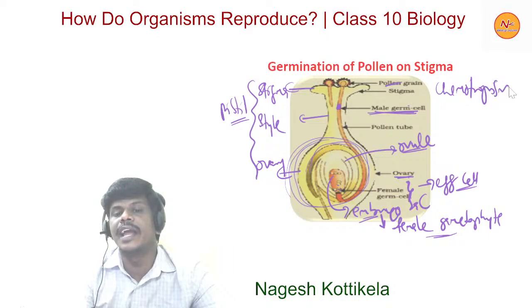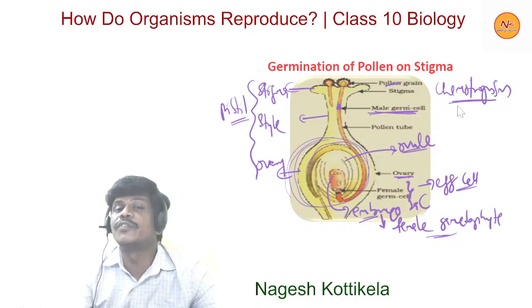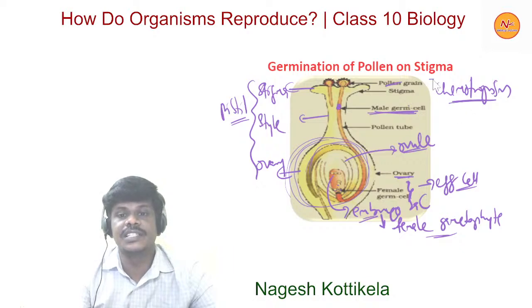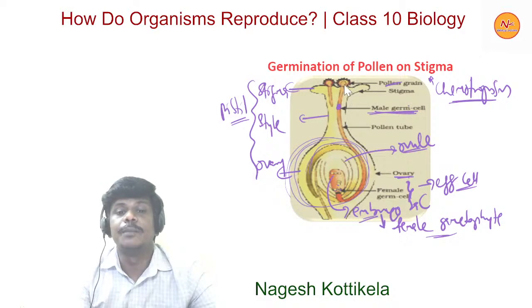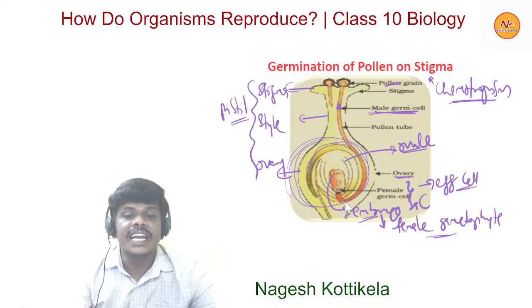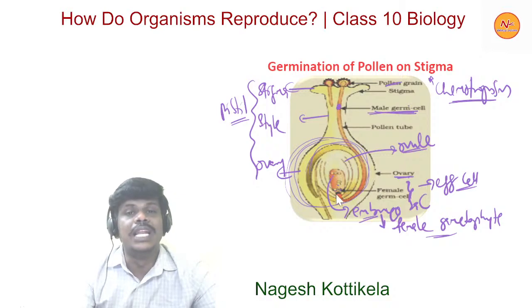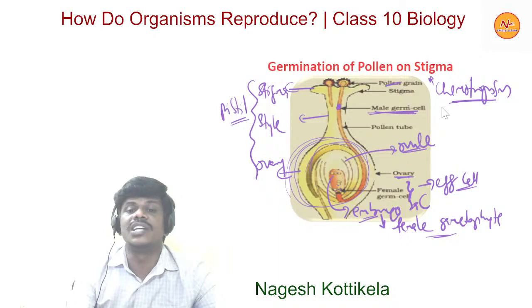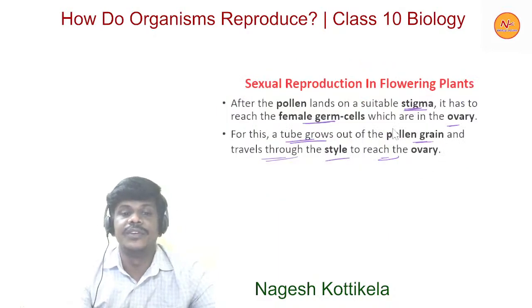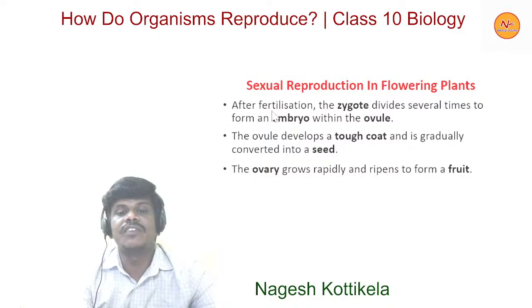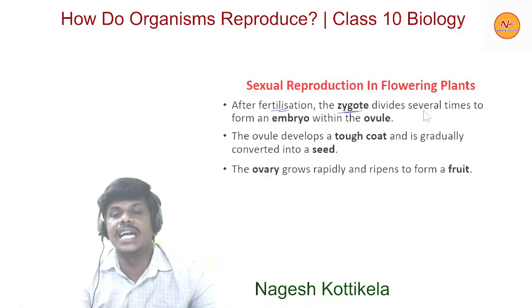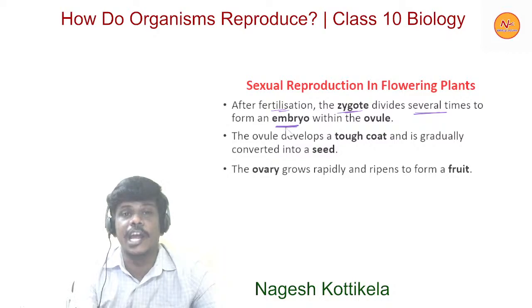chemotropism. This is growth because of chemical stimuli. This is the best example of chemotropism. Because of the chemical stimuli, the pollen tube is growing through the style towards the ovary, into what we call the ovule, inside which we find the embryo sac. So inside that it is reaching. So this is chemotropism.